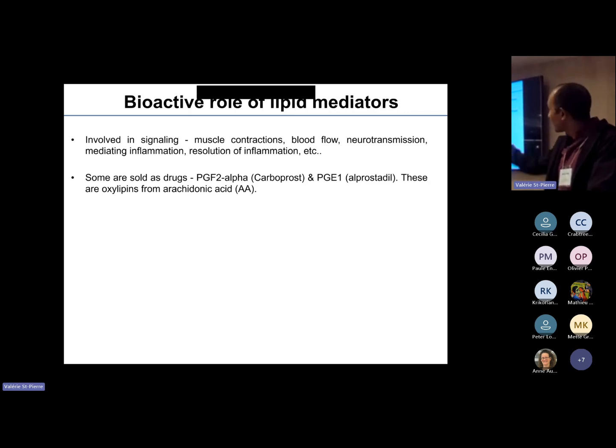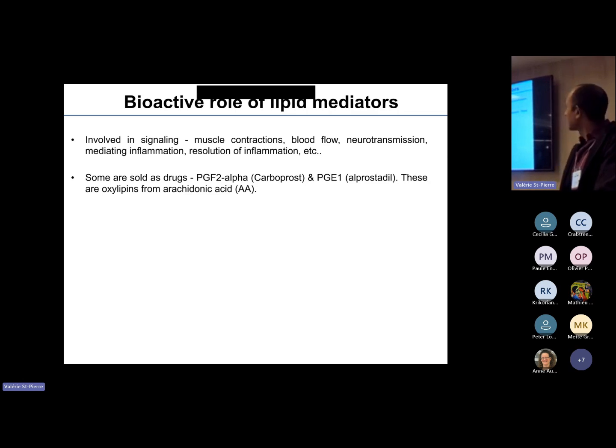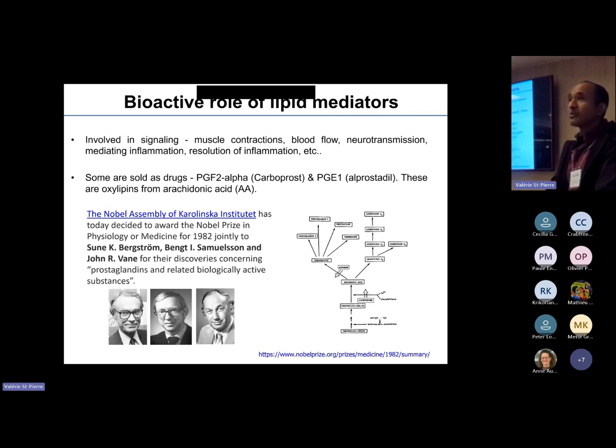It's true. This is carboprost, so it's used in labor, and it's a component of the abortion pill, right? And then this is alprostadil, PGE1, prostaglandin E1. It's actually used for treating congenital heart failure. It's a potent vasodilator. So these oxylipins are really high in bioactivity. And sometimes you can even win a Nobel Prize when you study them.